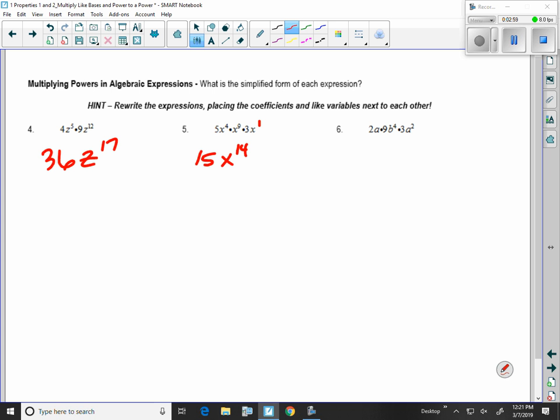What number is going to be out here? 2 times 9 times 3. 54. A to the 3rd, because you combine the a's, and then b to the 4th. So sometimes we might have more than one variable or more than one base. That's okay. They'll just stay separate.